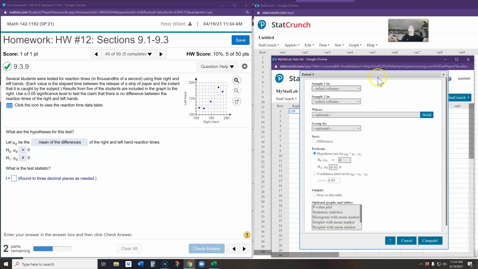Then when they're paired, they know they're going to use the rows to pair the values together. So they say select the column for your first sample, which for us is the right hand, and the second sample is the left hand.